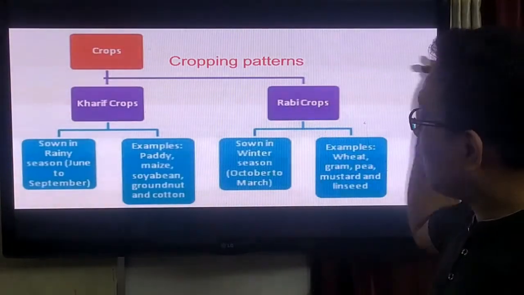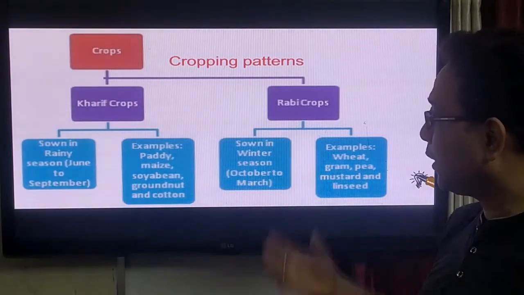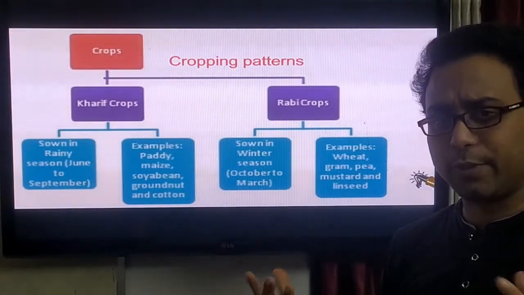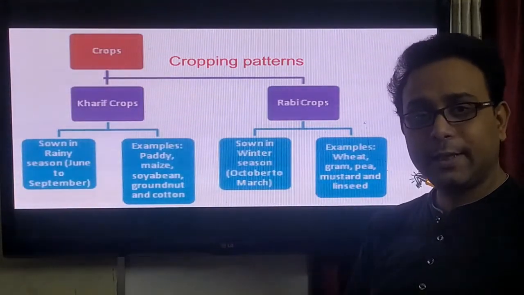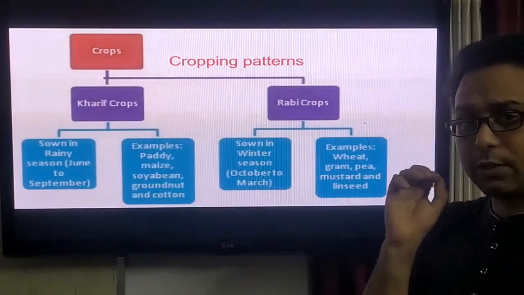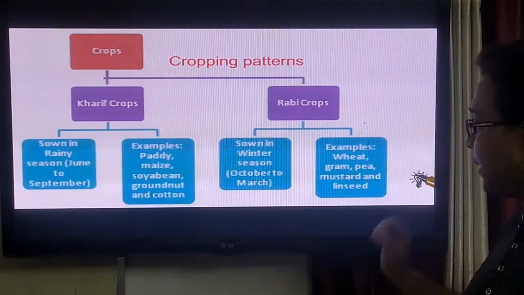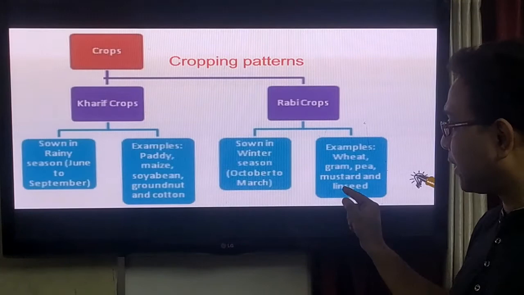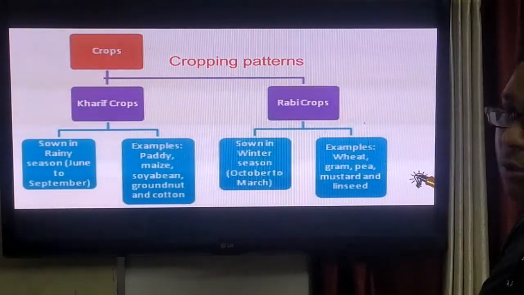Clear? Now the rabi crops. Rabi crops are sown in the winter season. Winter season means the months October to March. In that time they are sown. The most important examples of rabi crops are wheat, gram, pea, mustard and linseed. These examples are the rabi crops.